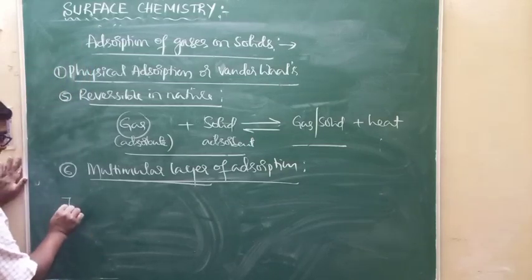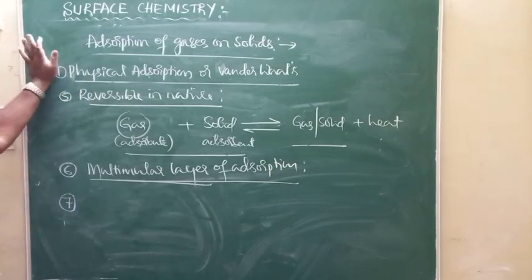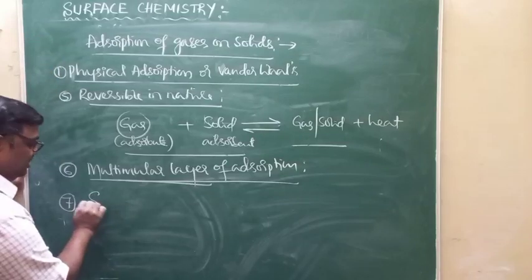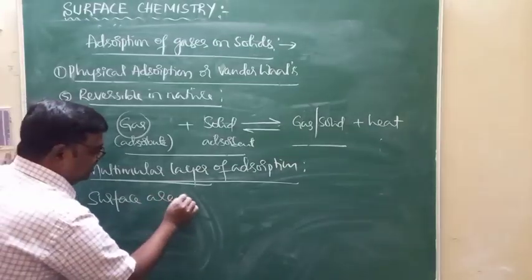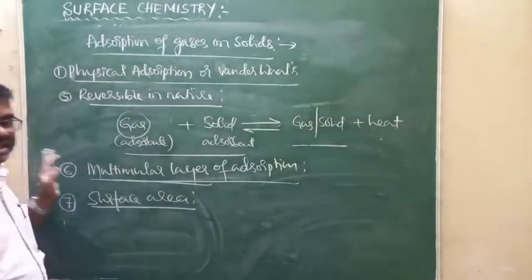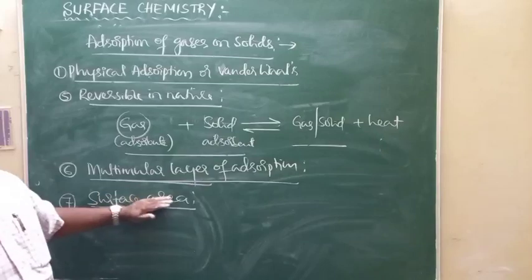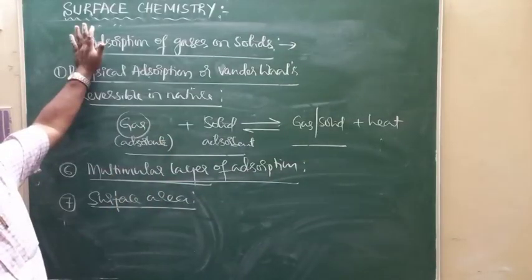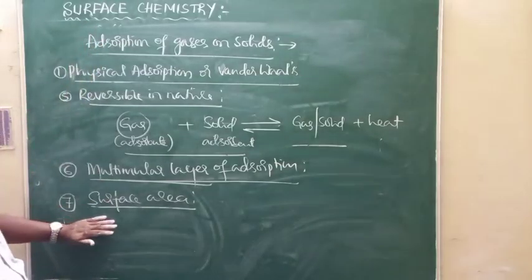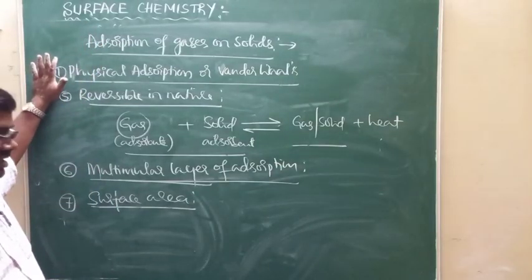As far as the seventh property is concerned, physical adsorption depends on surface area. As usual, as the surface area of the adsorbent increases, the amount of adsorption on the surface of solids increases. So this is one more property, that is surface area.